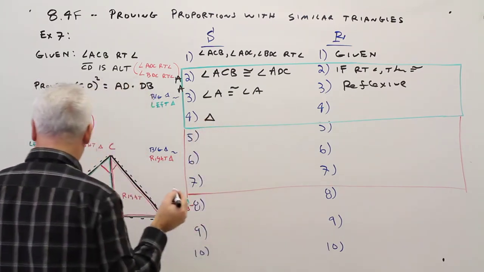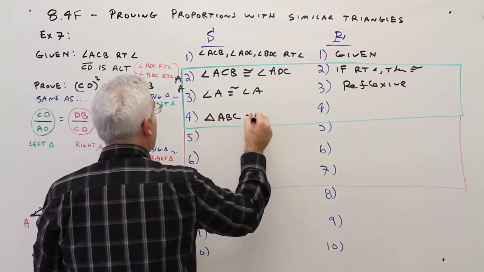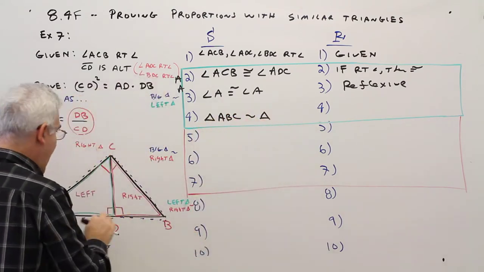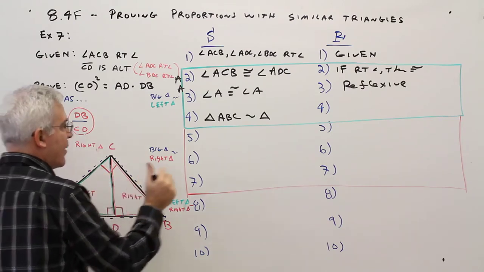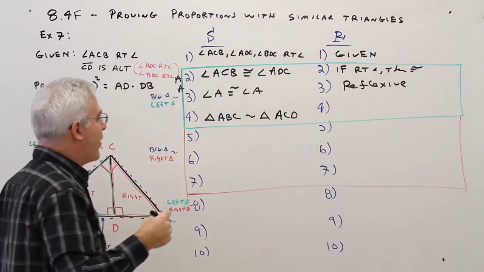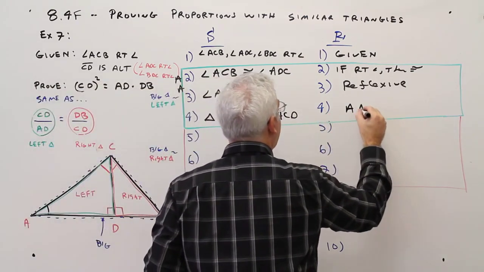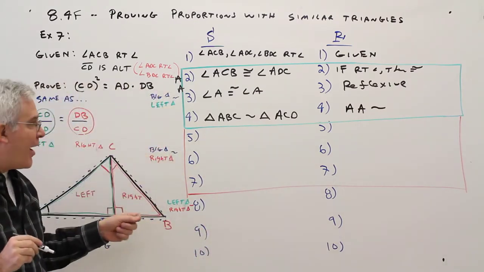So triangle, I'll go ABC is similar to triangle ACD. Just be careful with your ordering of those letters, and that would be by angle similarity. So that's big to left. Now I want to get big to right.